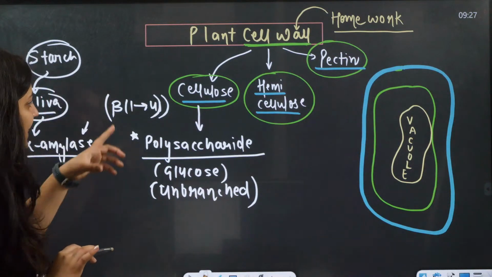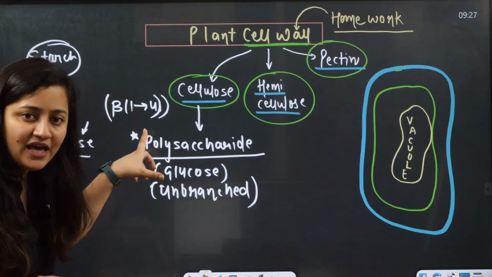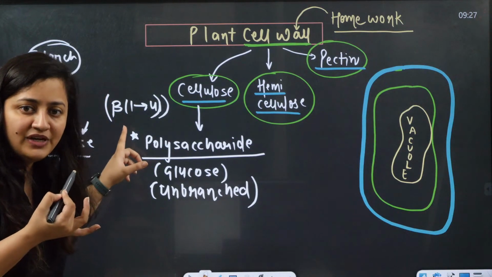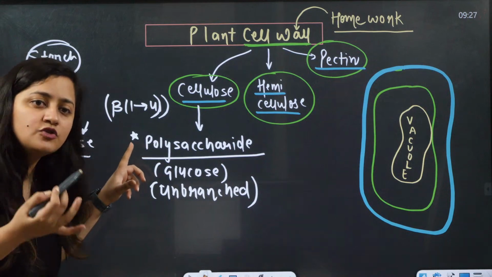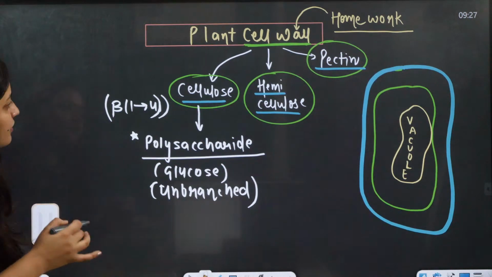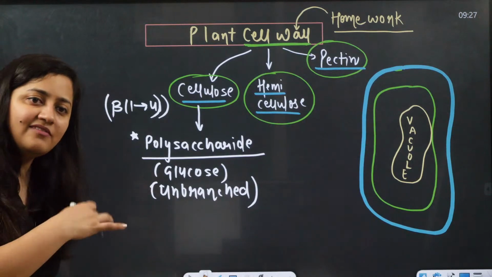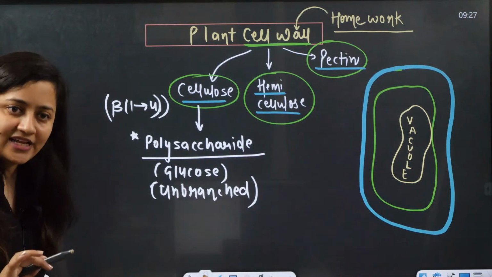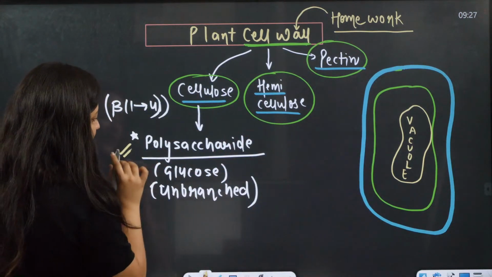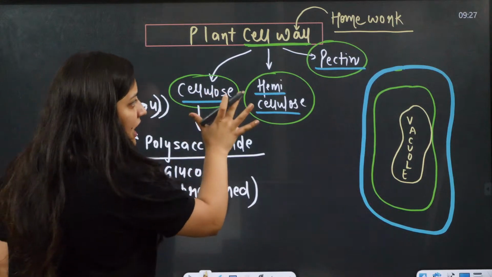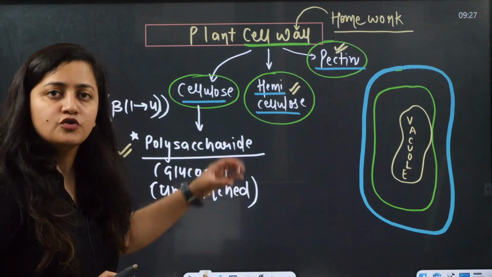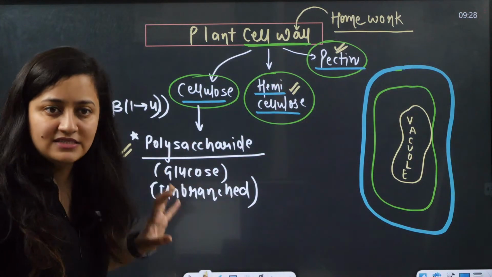Because cellulose has beta linkage, we do not have any enzyme that acts on beta carbohydrates, so we are not able to digest it. This is one aspect of cellulose that you should remember; we will also discuss it in the chapter on digestion and absorption. So, cellulose is an unbranched polysaccharide made up of glucose. Along with it, we have hemicellulose and pectin, which form the cell wall.